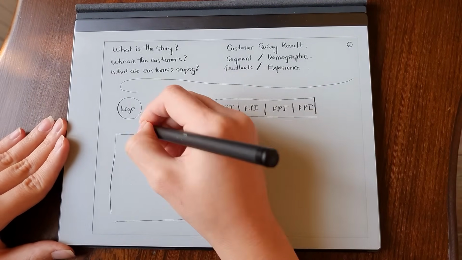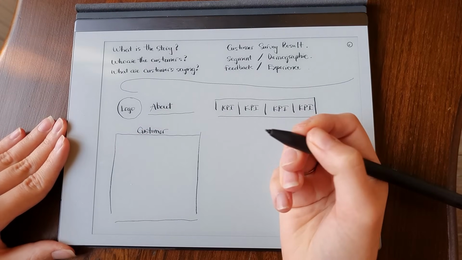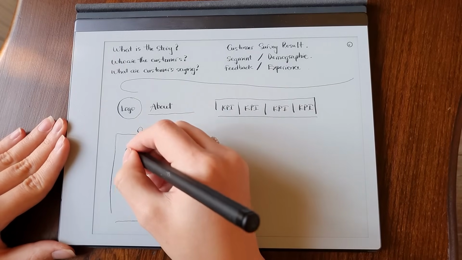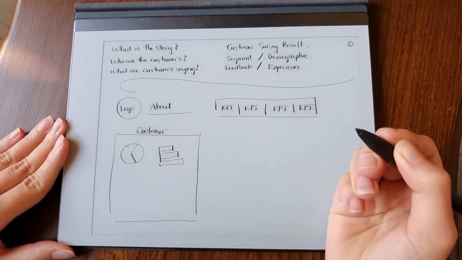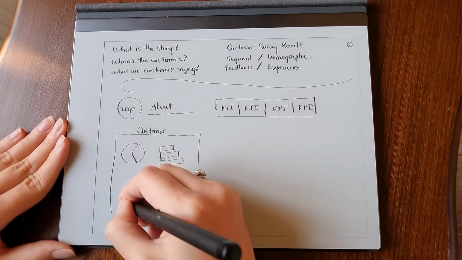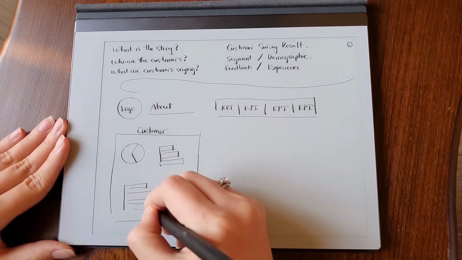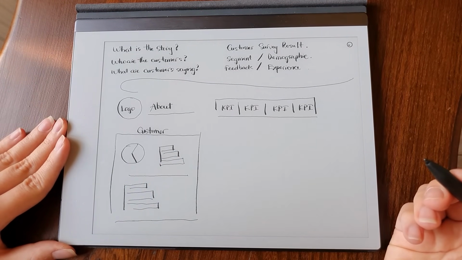Now the area on the left, I want to dedicate to customer information. I will split this up into two parts, starting with the overall customer demographic information. Then below it, the details about how customers connect to Excel Property.